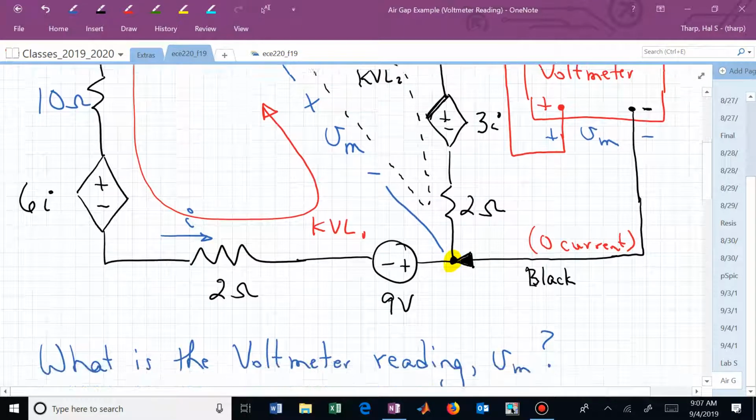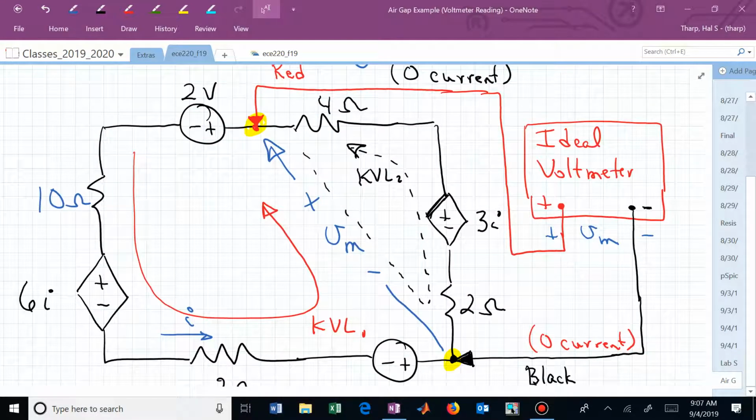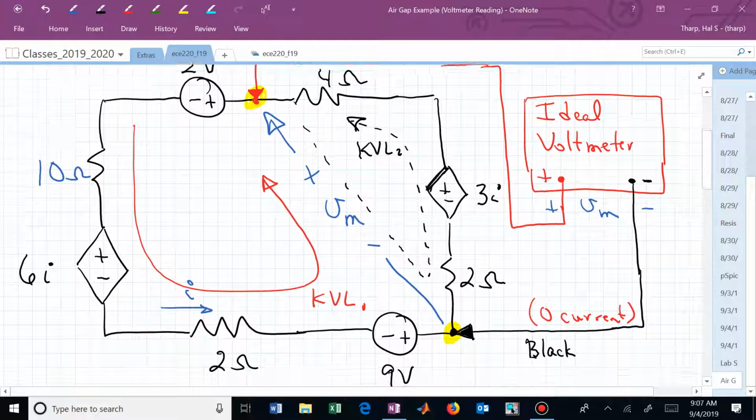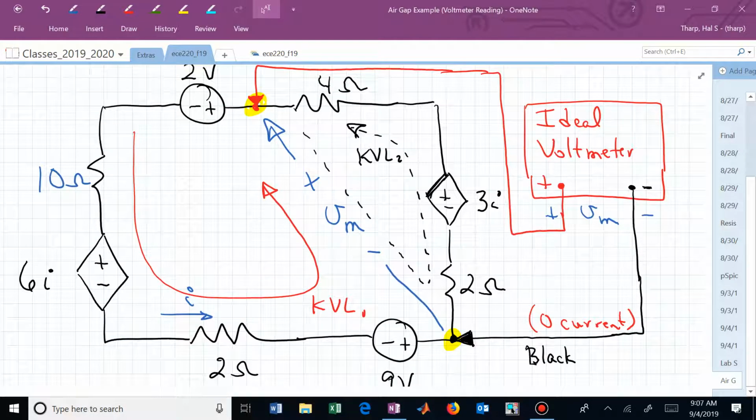Here you should be able to very quickly see what the KVL equation for KVL1 is. Relative to I, which is circulating counterclockwise, we have 10I plus 6I plus whatever that resistor is at the bottom, 2I, minus 9, and then we zip up through the air gap, minus V sub m, plus 2V, and then we're back to where we started, so all of that needs to be 0.